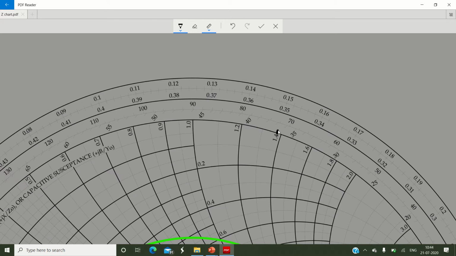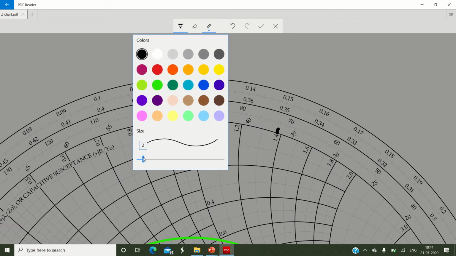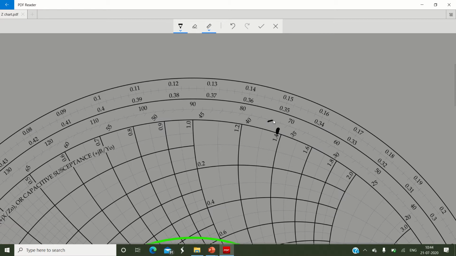So I will mark this position as 1.39. Here I will write plus 1.39. What is this value representing? This value is representing reactance, please remember, the X value. So locate this particular point and read the WTG value at this point. So how do we read the WTG, wavelength toward generator, value at this particular point?